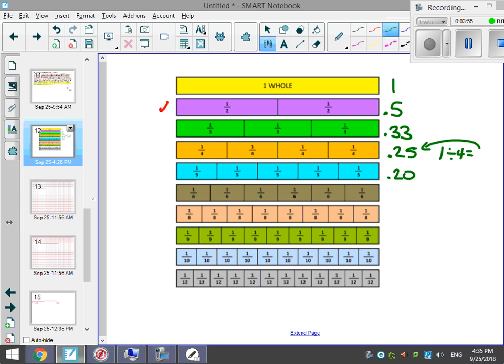What other one? 1/10 is 0.1. I'll leave it as 0.1. And then we have to start making some decisions. So the rest of these don't fit so easily, and that's where we start to use our calculator.